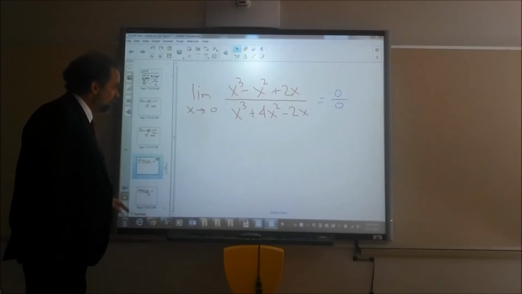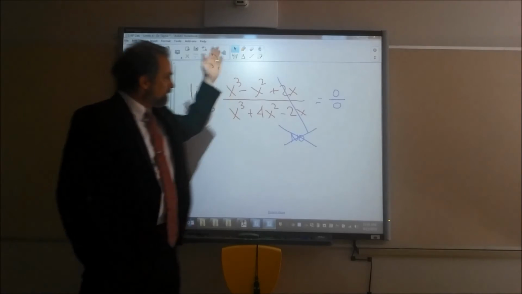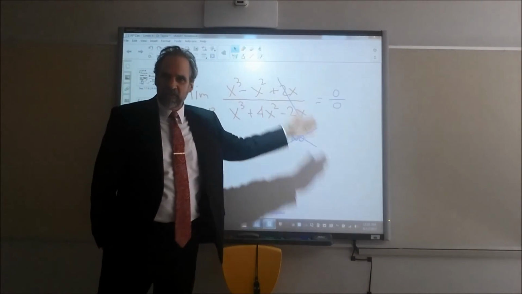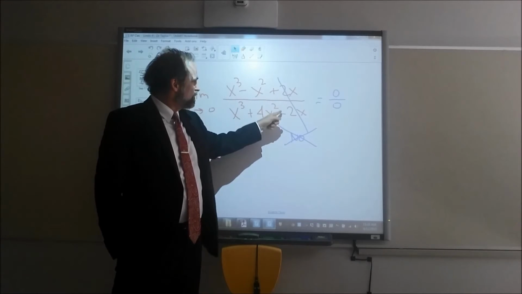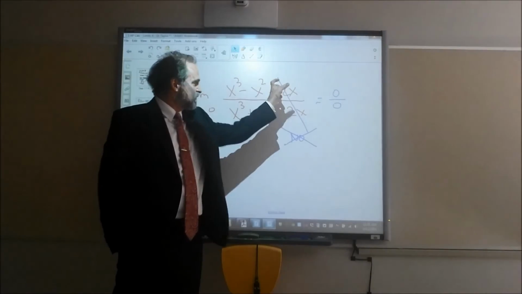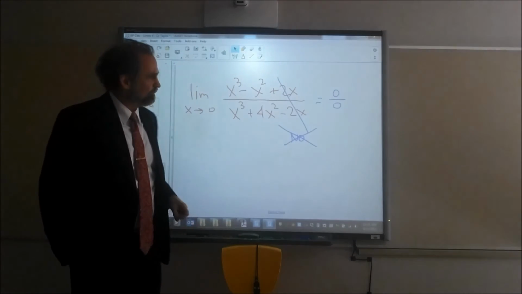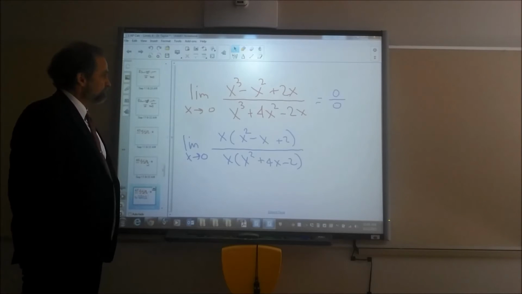So let's factor that x out, top and bottom. Can't do that. Don't forget, we discussed that a few lessons ago. You can't undo addition or subtraction with division. I have to have factors. I have to undo multiplication. So let's go on.